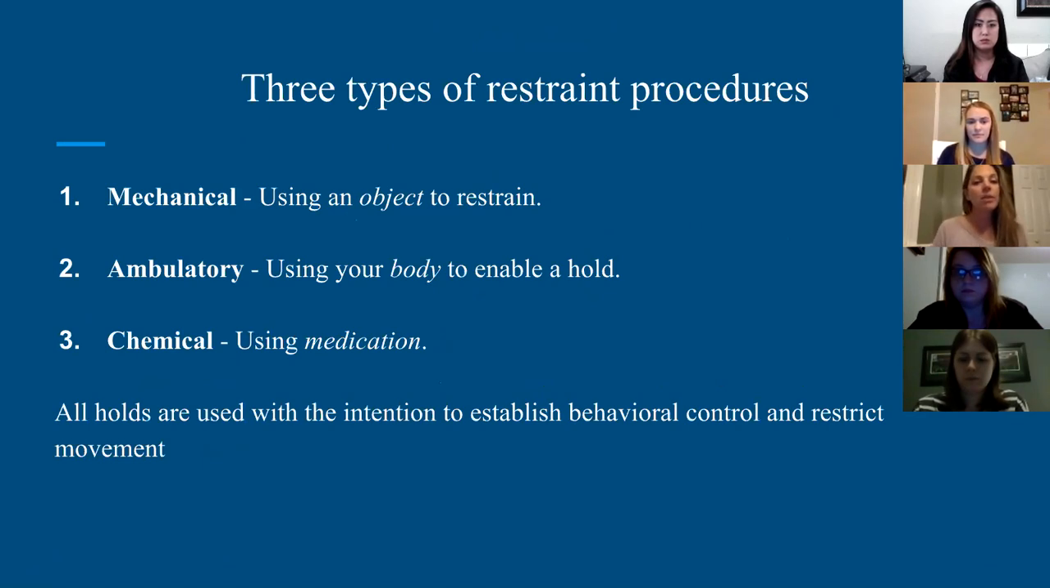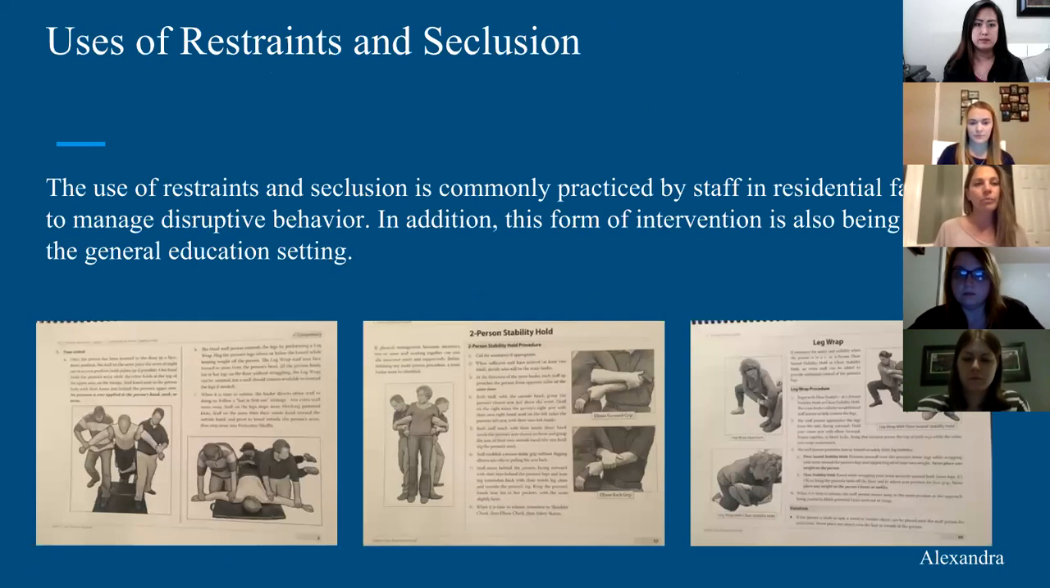There are three types of restraint procedures: mechanical, using an object to restrain; ambulatory or physical, using your body to enable a hold; or chemical, using medication. All holds are used with the intention to establish behavioral control and restrict movement. Uses of restraint and seclusion. The use of restraints and seclusion is commonly practiced by staff in residential facilities to manage disruptive behavior. In addition, this form of intervention is also being used in the general education setting.